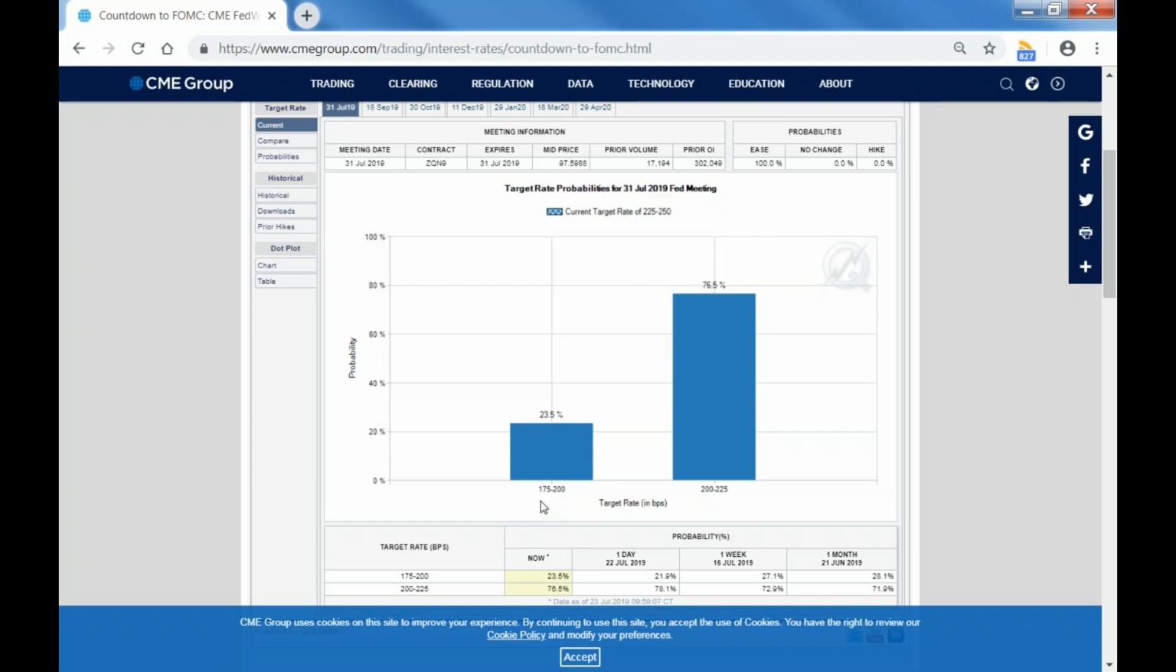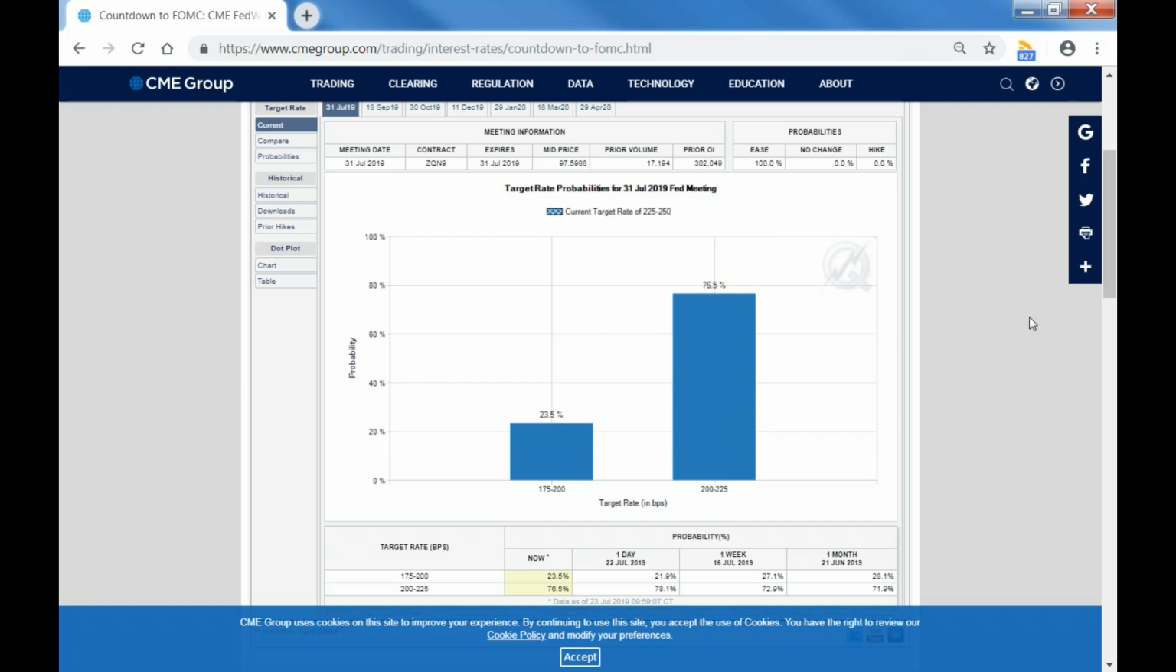And we have a 23.5% chance, or 1/4% chance, that we're going to go to 175 to 200 basis points, which is 1.75 to 2.00% as a target for the Fed funds rate. And of course, the New York Fed, that branch, controls that target by issuing or not issuing liquidity.